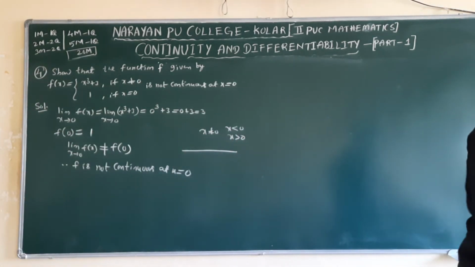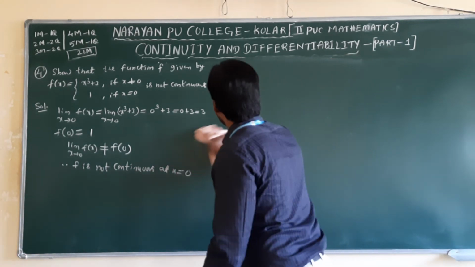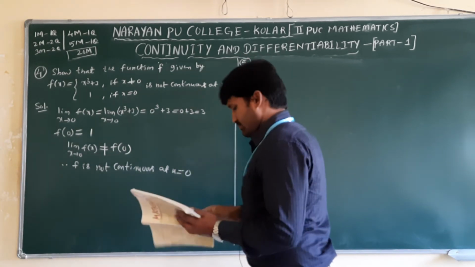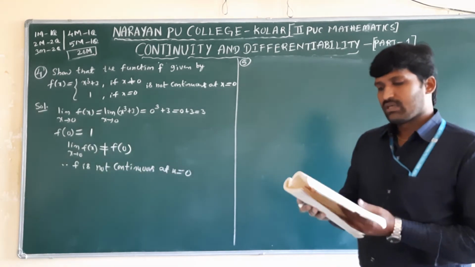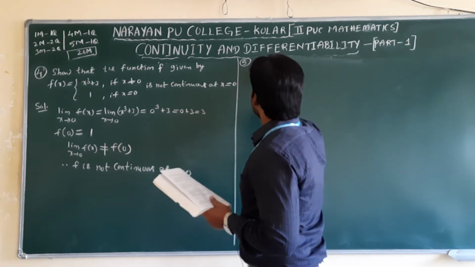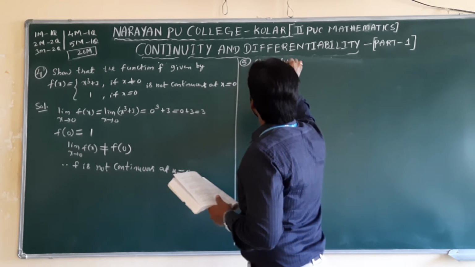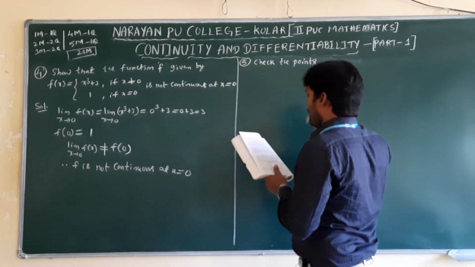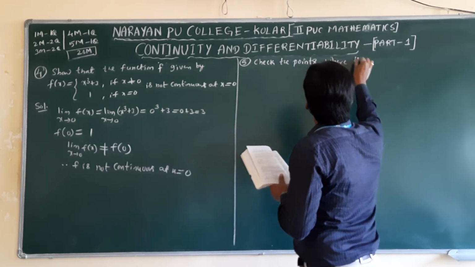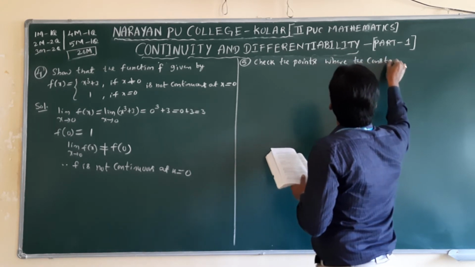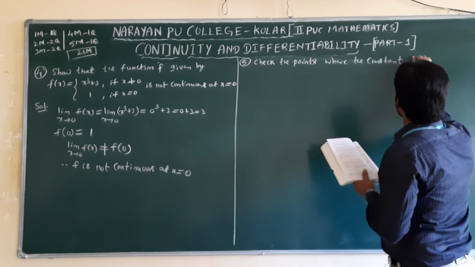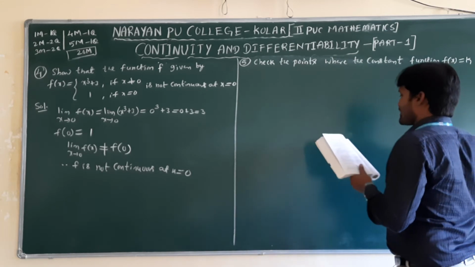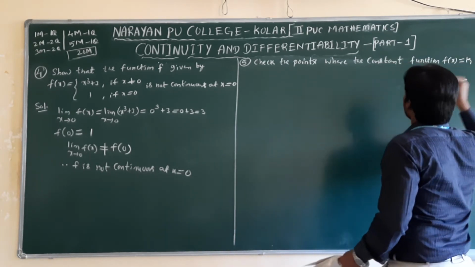Next. Question number 5. Check the points where the constant function f of x equal to k is continuous.